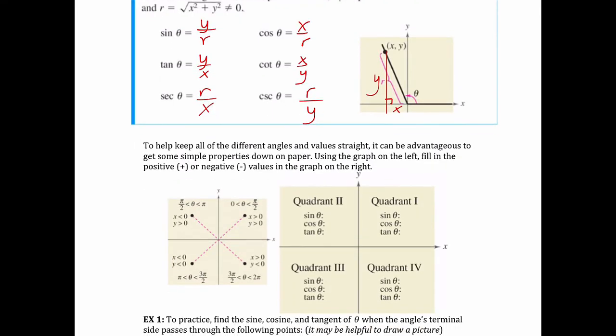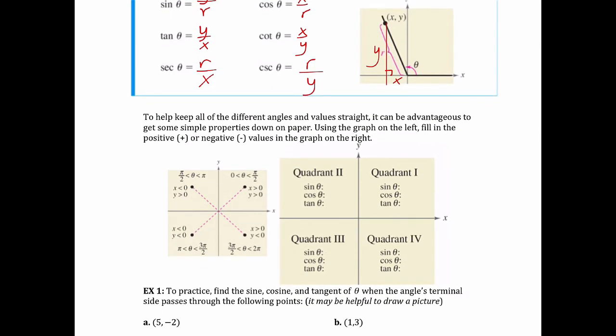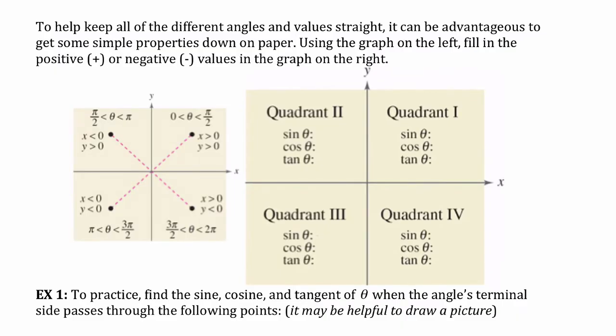So with this in mind, I want us to pay attention to a couple details. To keep different angles and values straight, it's advantageous to know some simple properties, and we're going to use them on this paper here, using the graph on the left to fill in the positive or negative values on the right. The sines in quadrant 1 are positive. The cosines are also positive. Tangent is sine over cosine, so it's also positive.